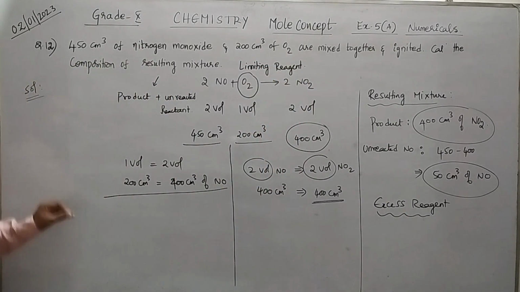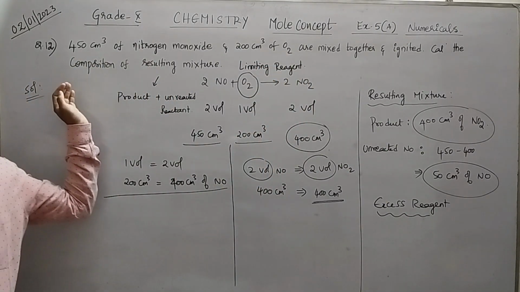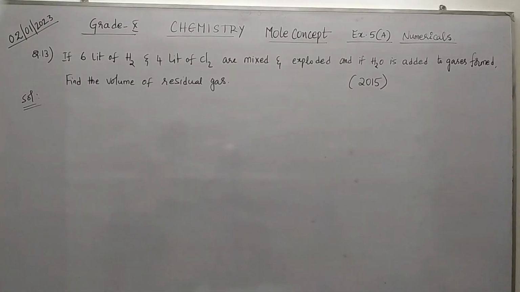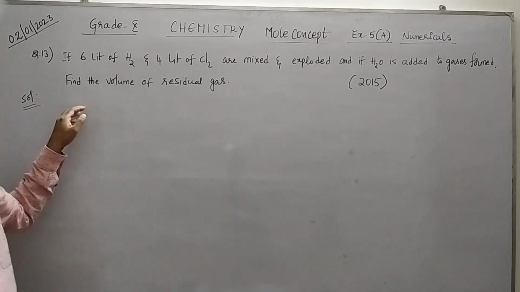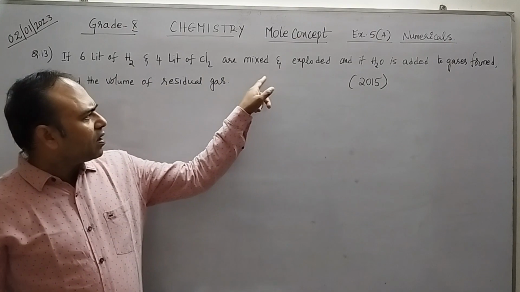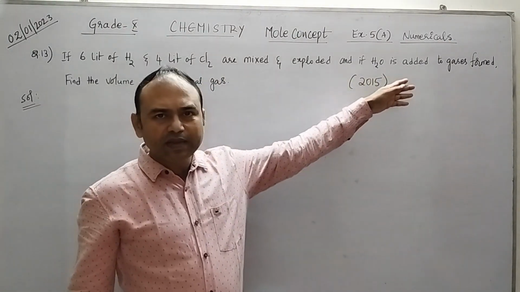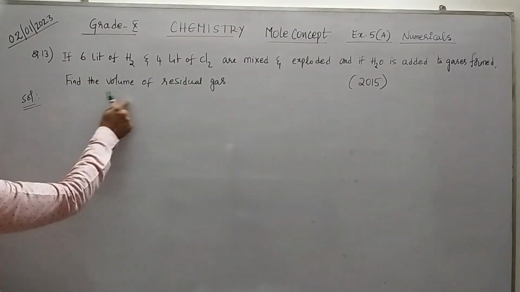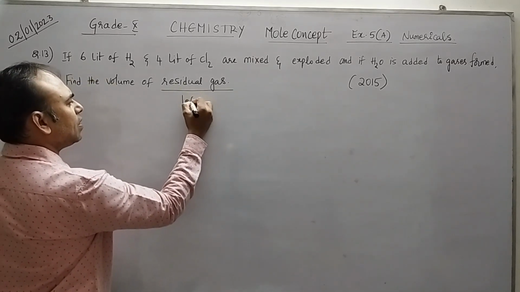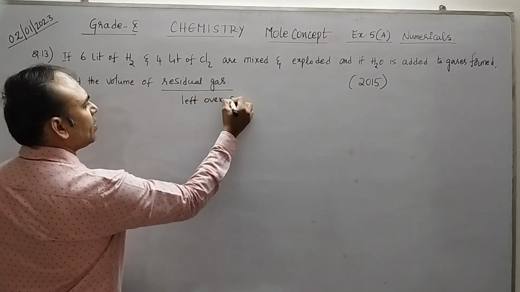Hope you have understood question number 12. Now let us solve question number 13. Read it and try to solve in less than 1 minute. 6 liter of H2 and 4 liter of chlorine are mixed and water is also added to the gases formed. They are asking what is the volume of residual gas. So what is meant by residual gas? Nothing but the leftover gas.